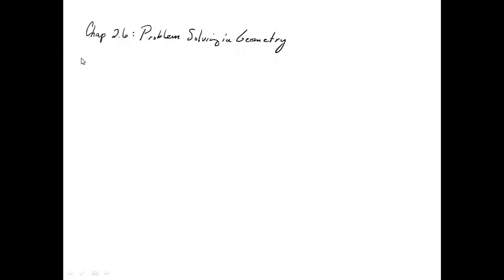All right, so chapter 2.6 is problem solving in geometry. We're going to look at a few problems from the chapter 2 review, and this is on page 206 in your textbook. Problem 68 says, find the measure of each angle of the triangle shown in the figure.